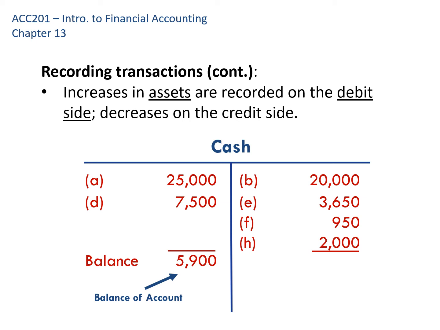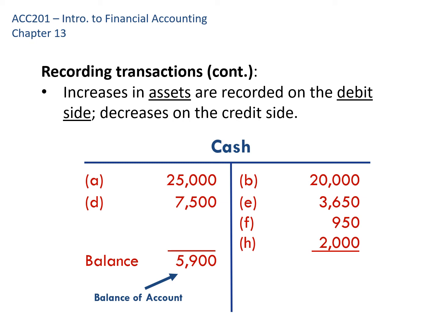So the first way I'm explaining it is just straight up telling you what the rules are. So in this case here, increases to cash are recorded on the debit side. So for all assets, current and long-term, increases are recorded on the debit side. Assets increase on the debit side. That means that they decrease on the credit side.